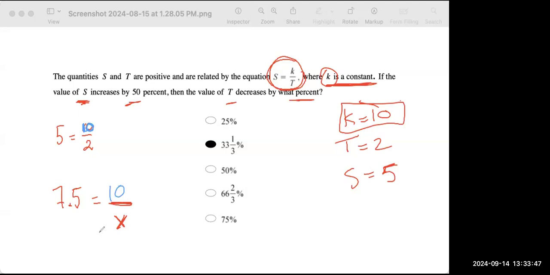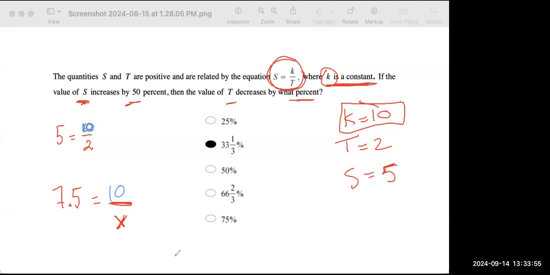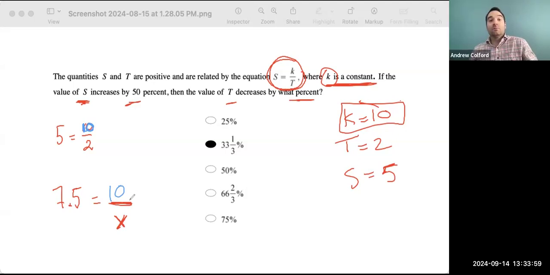Wait, I'm getting 1 second. No rush. 3. Would it be 0.75? Not quite, because we're solving for X, right? So if we want to isolate X, we've got to multiply.